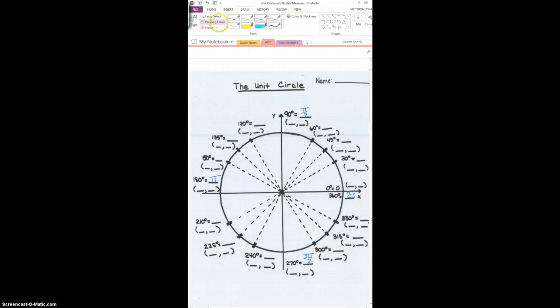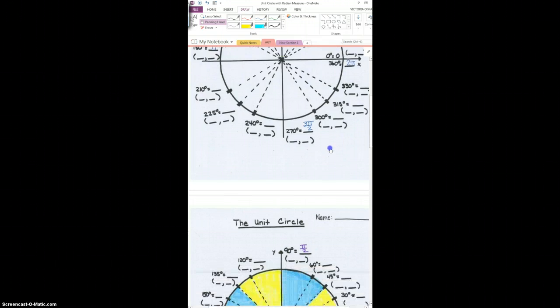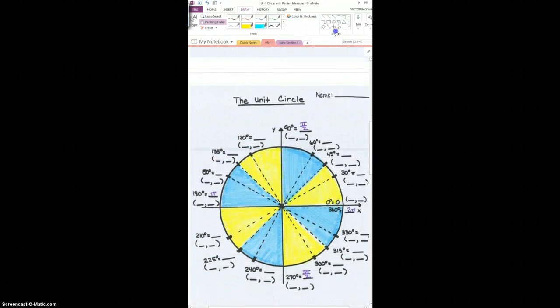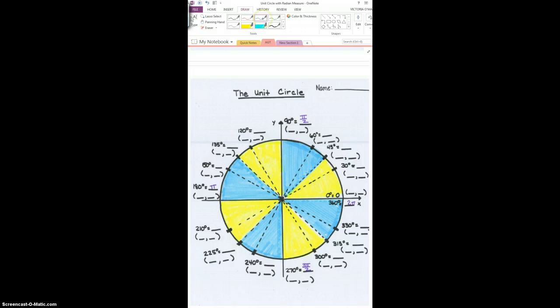Now we're going to go ahead and look at the 45-degree reference angles. I have this colored so that you can see that the 45-degree reference angles divide the unit circle into 8 equal pieces. So 2 pi over 8 is pi over 4, or again, you can just look at the top half. And the 45-degree reference angles divide the top half into fourths. So that means that 45 degrees is going to be pi over 4.